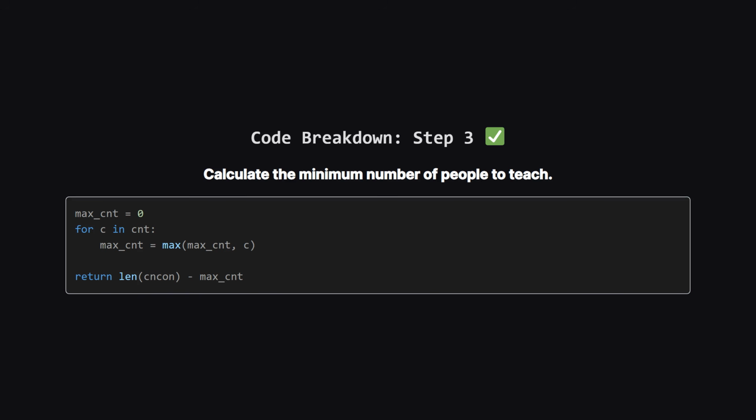Now we just need to find the highest value in that list. We can call it max count. This number represents the biggest group of people we can cover for free by picking the most popular language. The final answer is the total number of people in our problem group, which is the length of the CNCon set, minus this max count. And that gives us the minimum number of people we have to teach.